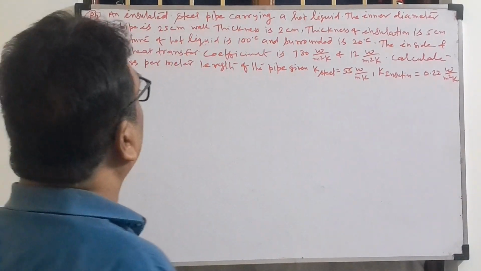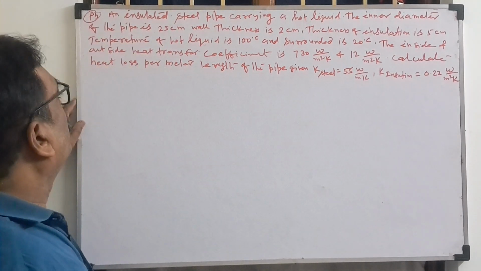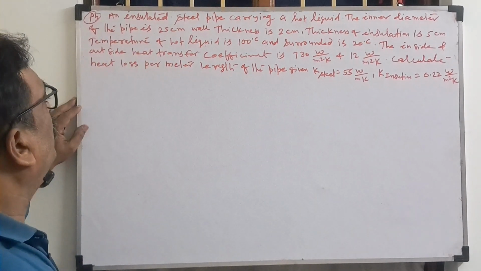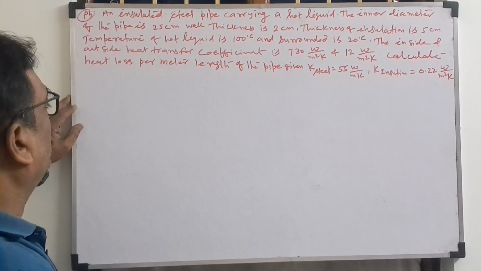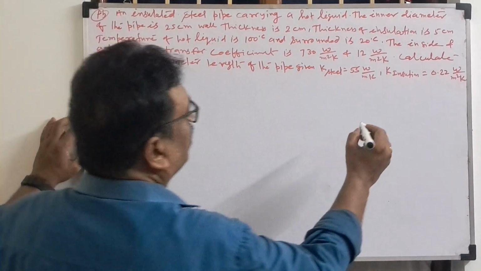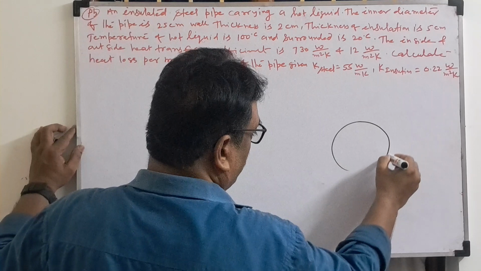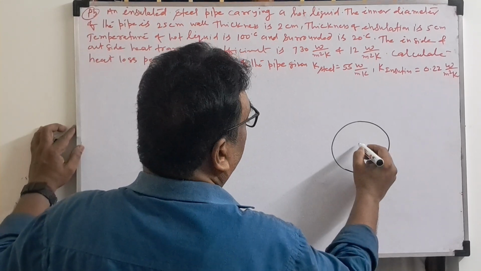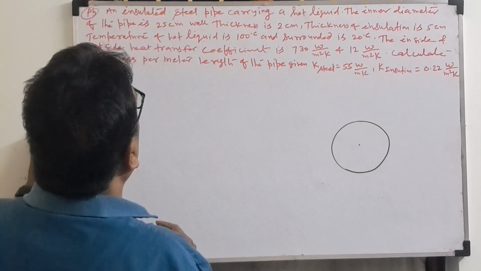Today I am going to solve a hollow cylindrical problem in heat and mass transfer. So what is the problem given here? An insulated steel pipe carrying a hot liquid, with inner diameter... First, we will draw the diagram. The liquid is given with the inner diameter, and its diameter will be 25 centimeters.